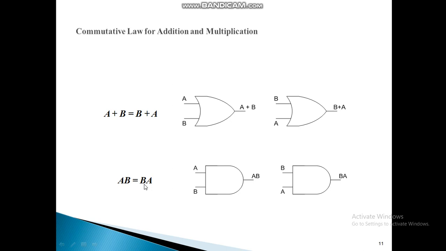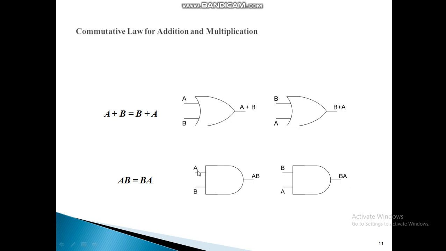Here we already studied in the previous lecture the symbol of the AND gate. This is the symbol of the AND gate. Taking the left hand side, A is the first variable and B is the second variable. Now we multiply through the AND gate, A into B, and the result will be equal to A into B. On the right hand side, B is the first variable and A is the second variable. Now we apply the inputs to the AND gate. The result will be equal to BA.